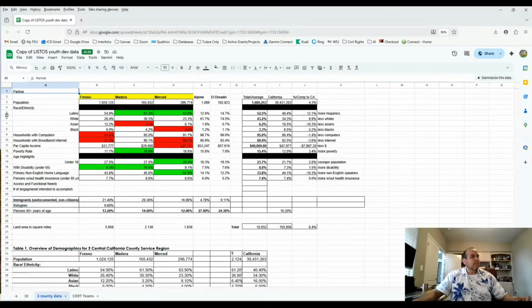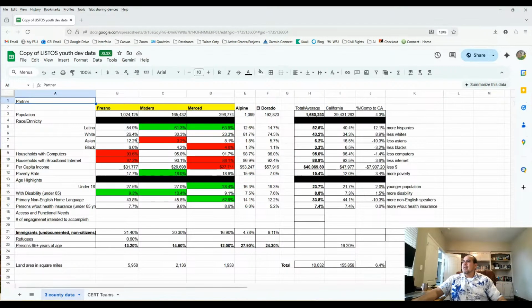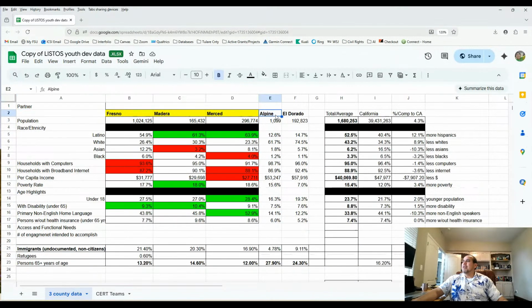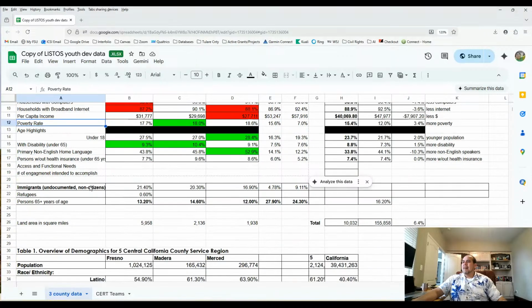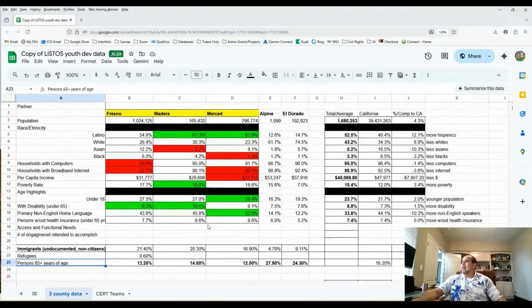Okay, all right, so this is data ready to go, right? We got 5 counties: Fresno, Madera, Merced, and then the bonus counties are Alpine and El Dorado. Look at this, population 1,000. This one is a little bit bigger, population 192,000, but nothing compared to Fresno that has 1 million, right? Merced has almost 300,000, right? Here's all your basic demographic data: race, ethnicity, households with computers, per capita income, poverty rate, immigrants, undocumented, refugees, people 65 years or older.